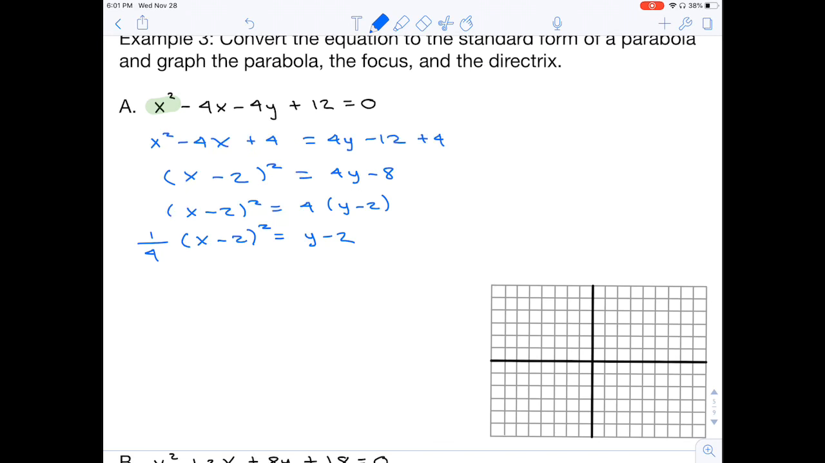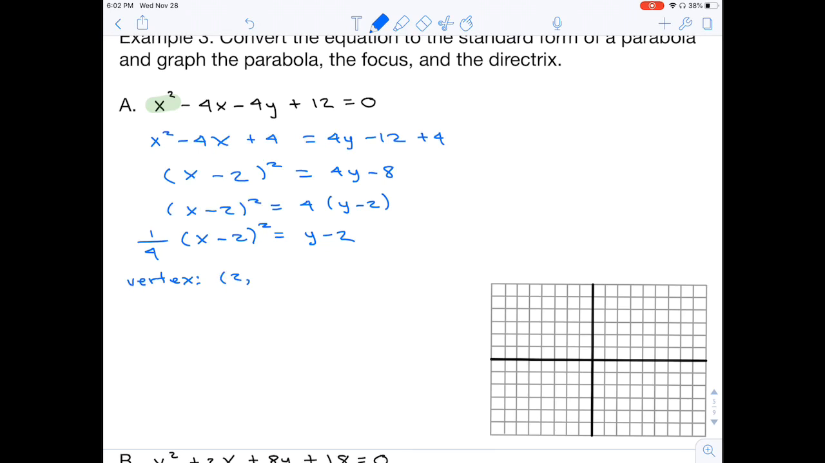The only things we need to do in order to finish this up is figure out where the vertex is, which we should know, and where the focus is. Let's start with the vertex, because the vertex is nice and easy. The vertex, sorry, V-E-R-T-E-X, I just forgot how to spell that for whatever bizarre reason. So our vertex is going to be at 2, 2.